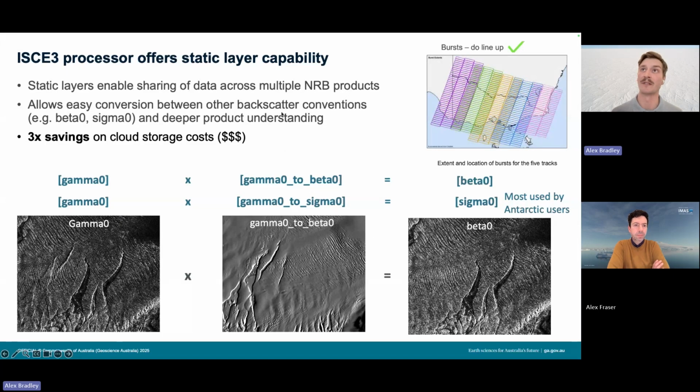And so another benefit to using static layers in the way that we are is essentially you're able to share data layers across different products. And what this leads to is a really big saving in cloud storage costs, which operationally is obviously a big plus. So this was another thing which was really beneficial to ICE3 compared to the other softwares.